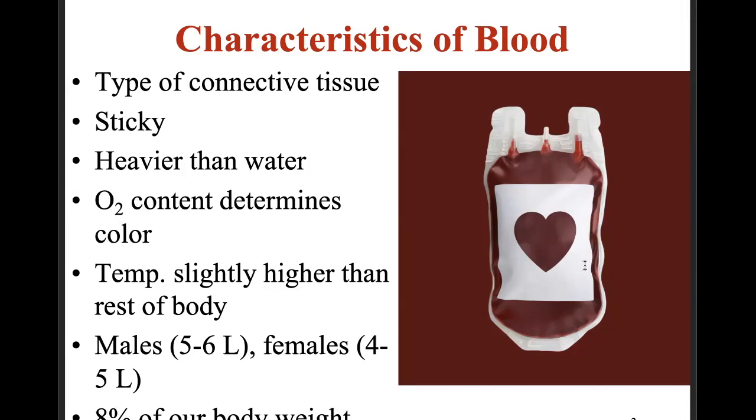The normal volume of blood for males is 5 to 6 liters, while for females it is 4 to 5 liters. Blood is 8% of our body weight. Remember those numbers and remember the characteristics of blood.